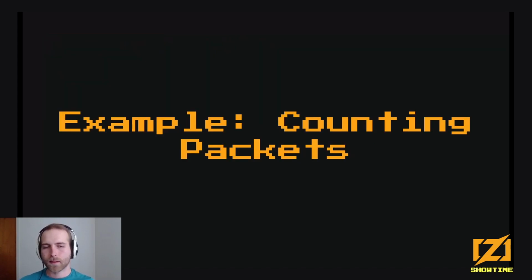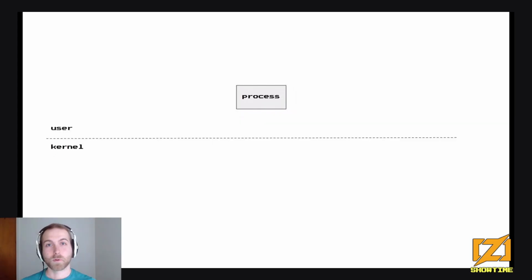Okay, so I think that's enough of an information dump. Let's get into some coding. As I mentioned, both of the programs do pretty much the exact same thing, and we're going to be counting different packet types. So here we are. We have user space and kernel space, and we have our process.